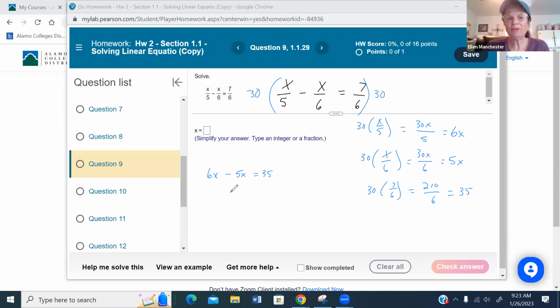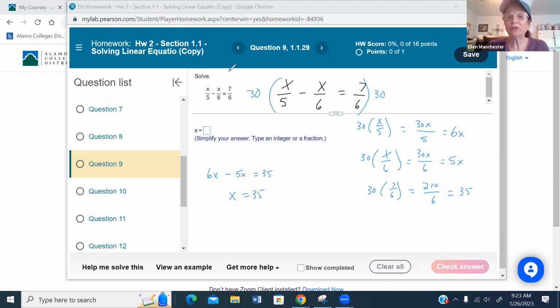6x minus 5x is 1x. So my x is going to equal 35. And it makes it real easy, real easy. It's just an elimination. Now, this is it done step by step.